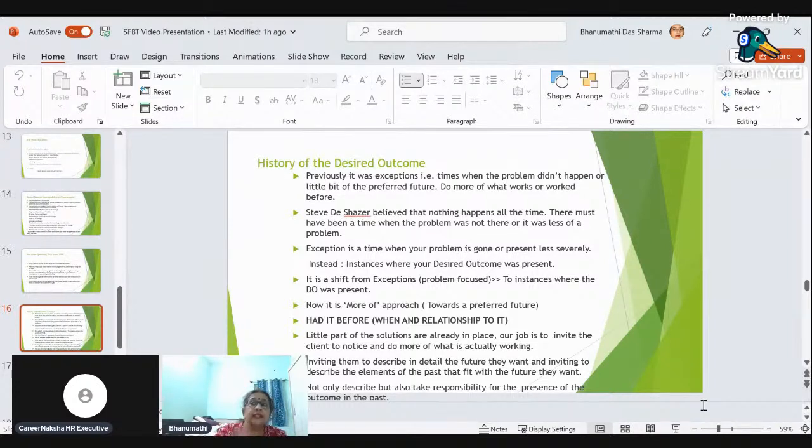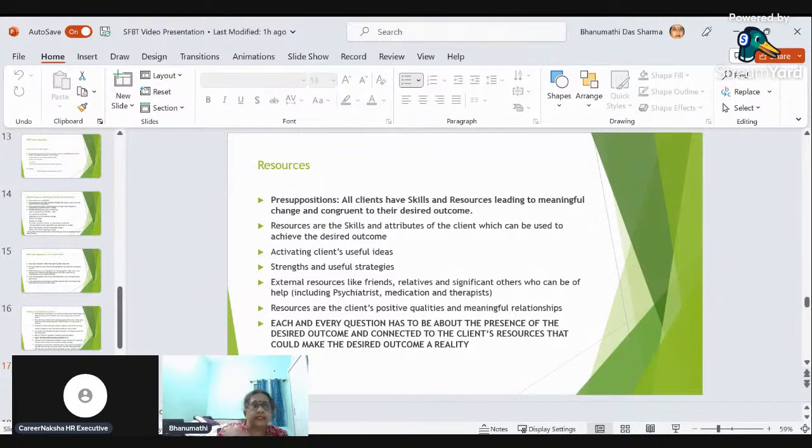Then hope will come. Okay, I had happiness, now it is possible. If I could achieve it, why not now? That hope comes only when we have a detailed description of the desired outcome. Now let's go to the resources. Next, presupposition.